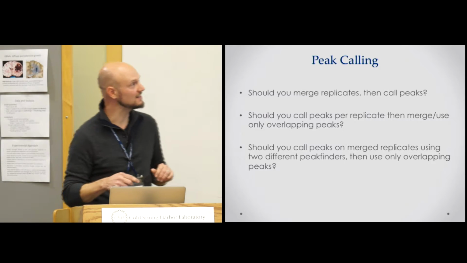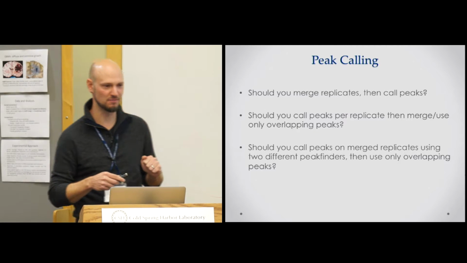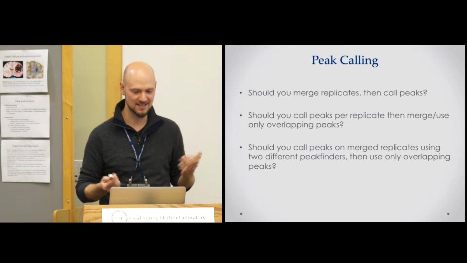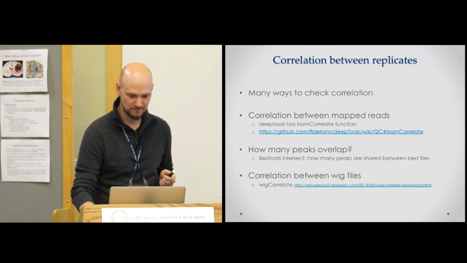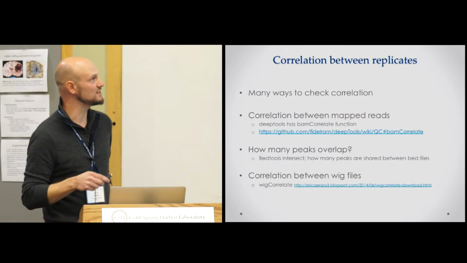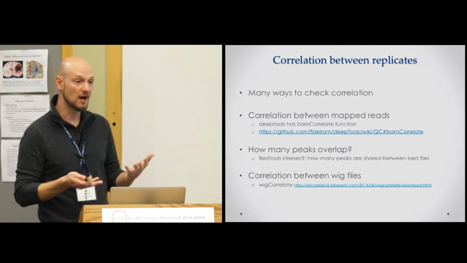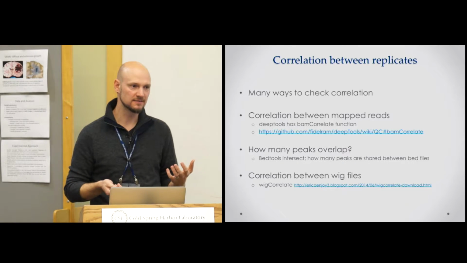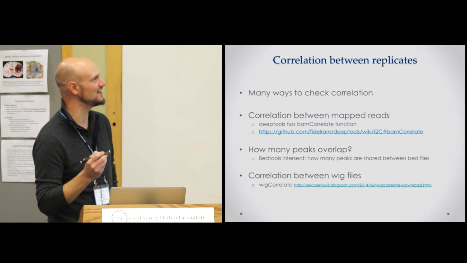And then if you're going to merge your replicates and then call peaks, how do you know you should merge your replicates? What's the test for that, right? One way to do it is to ask if there's some correlation between your replicates. And again, there are different ways to do this.